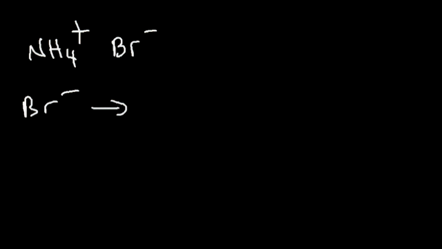So we have two ions, NH4 plus, the ammonium ion, and a bromide ion. So let's start with bromide. Is bromide acidic, basic, or neutral? If it has a negative charge, it's rare that it's going to be acidic. This is considered to be a neutral salt or neutral ion. HBr is a strong acid, so the conjugate base bromide is going to be neutral.